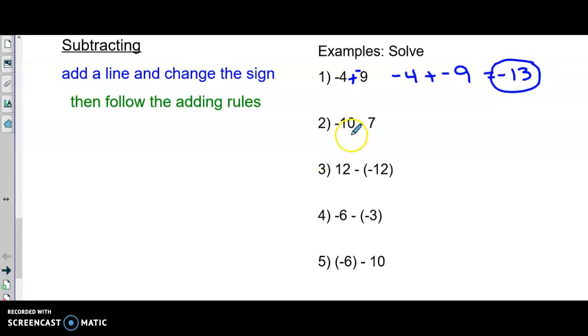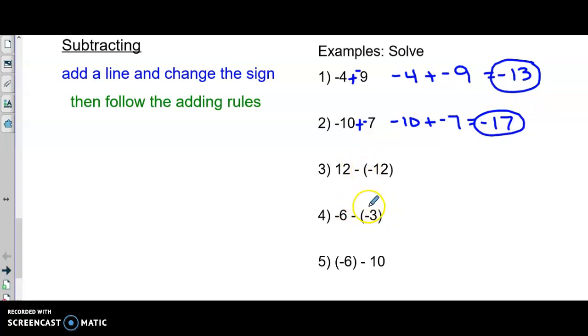Okay. Number 2, -10 minus 7. We want to add a line. I'm going to make this plus, and then we're going to change the sign of the last number. So I'll rewrite it. We have -10 plus -7. And then we want to follow the adding rules. We have two negative numbers, so we're going to add these numbers together. 10 plus 7 is 17. Add them together and keep the sign. They're both negative, so our answer is also going to be negative, -17.